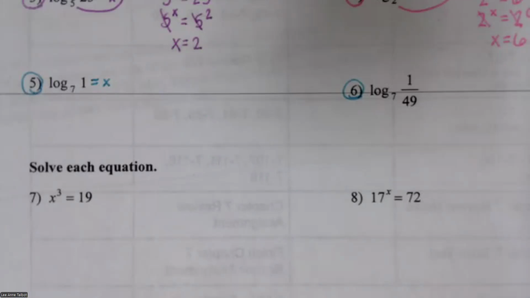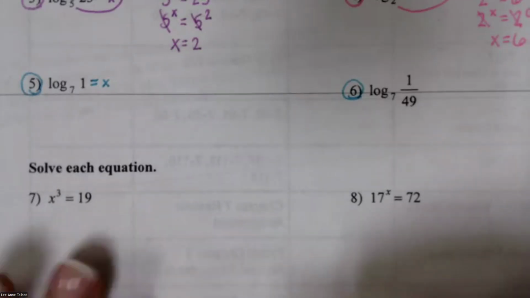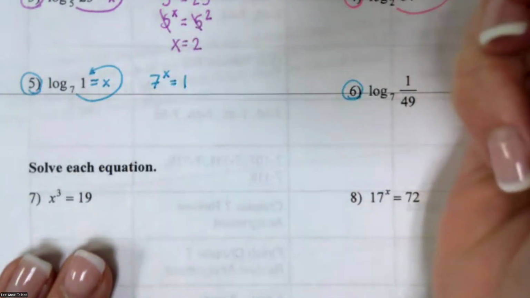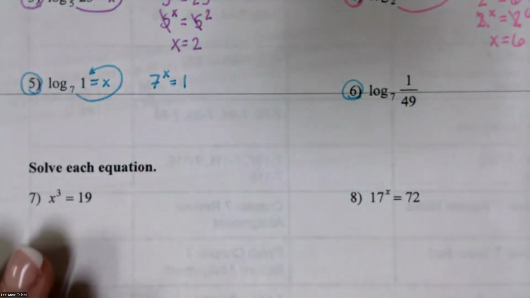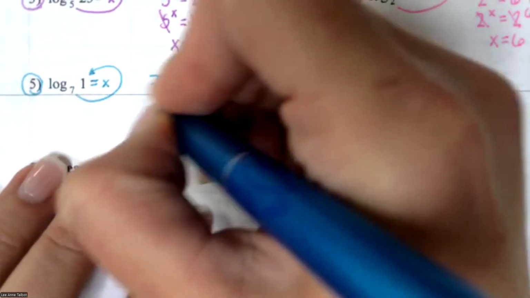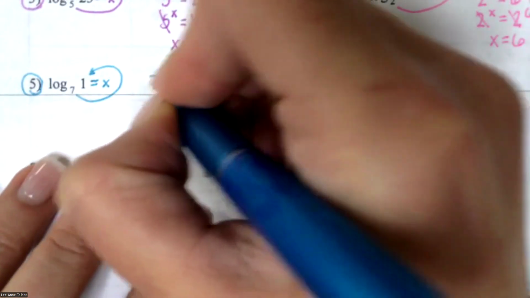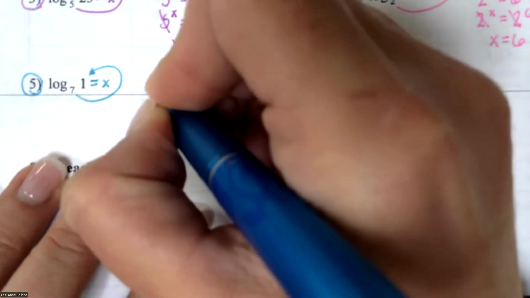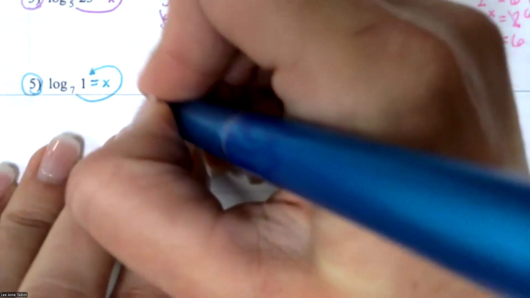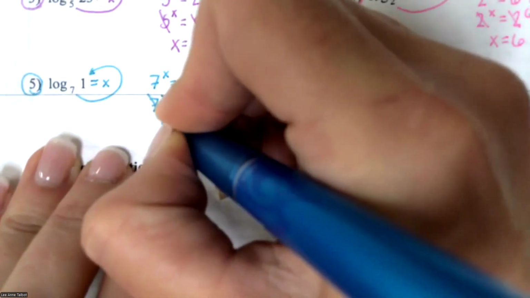Equals X. All right, so Guinan circle. 7 to the X equals 1. Okay, and 7 to the what is 1? 0, right. You can write X equals 0 right here, but I'm going to write 7 to the X equals 7 to the 0 so that I can make them the same base. Cancel, cancel, X equals 0.